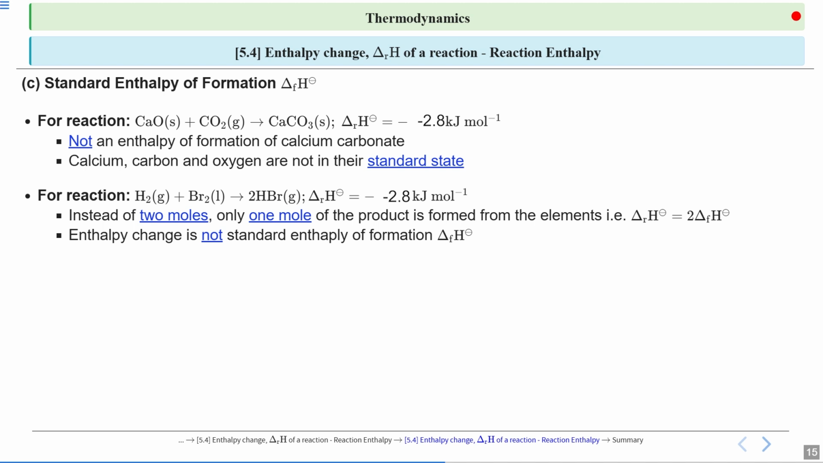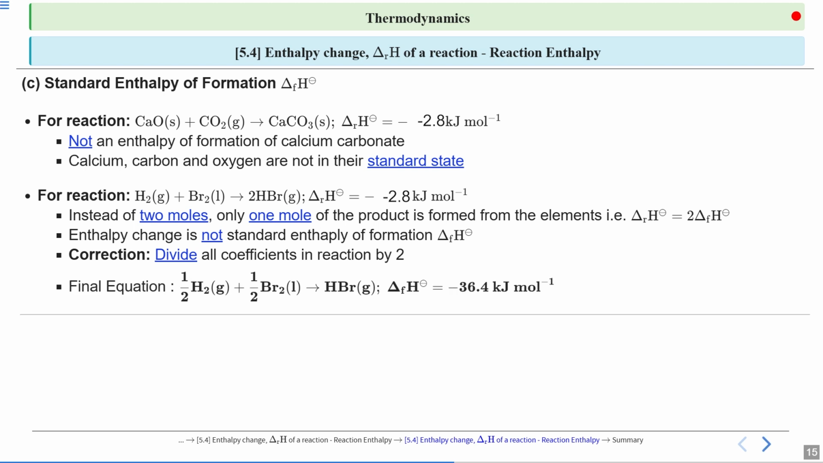So to convert this enthalpy of reaction into formation, we will simply multiply the standard enthalpy of reaction by 0.5, or divide it by 2. Why are we dividing it by the coefficient of 2? Because if you divide it, you will get your final equation as half H2 plus half Br2 gives HBr. So we now have 1 mole of HBr. You apply the same algebra to the enthalpy of reaction. We will get minus 36.4 kilojoule per mole. Got it? It is very important to understand how you can convert it.